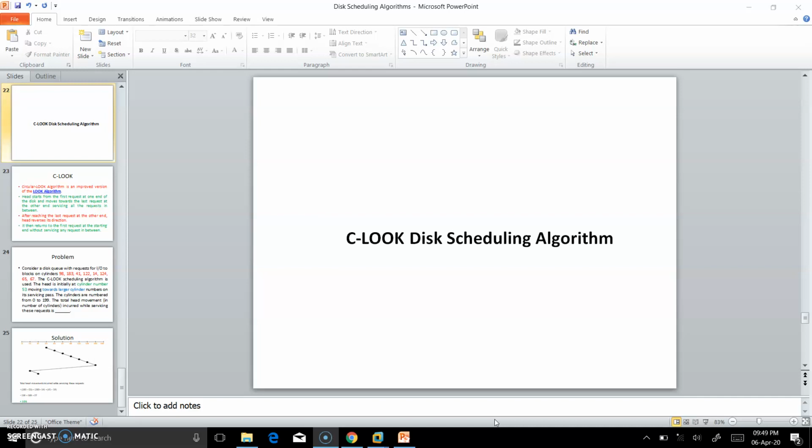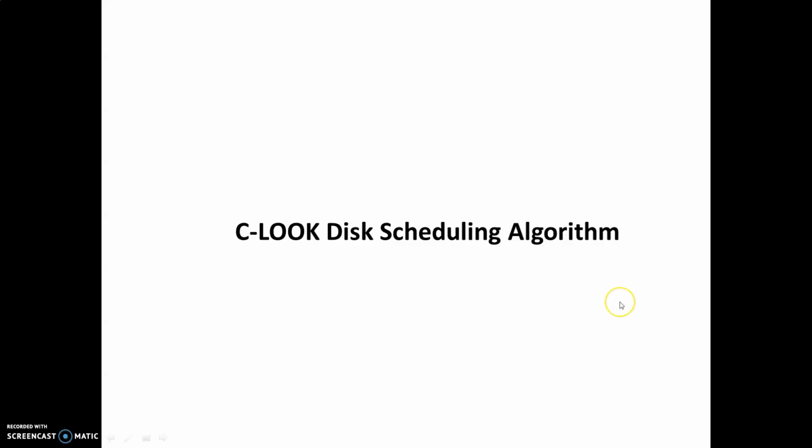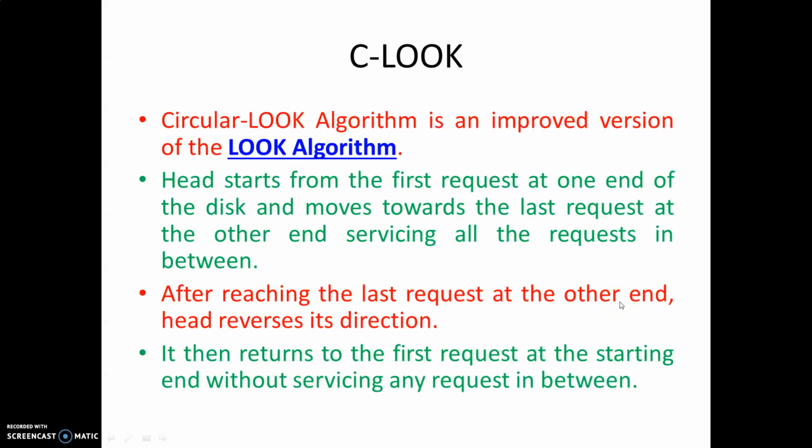The next category of disk scheduling algorithm we are having is C-look. Now C-look stands for circular look. First of all, C-look is the improved version of the look algorithm. Now what is the working of the C-look?